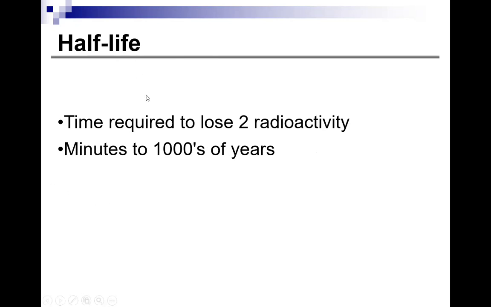When you look at radioisotopes, the rate at which they decompose to become more stable forms is described as half-life. That's the time it takes for the radioisotope to lose half of its mass. Some radioisotopes have a half-life in minutes. Some have a half-life of thousands of years. Carbon-14, for example, has a half-life of over 5,000 years.